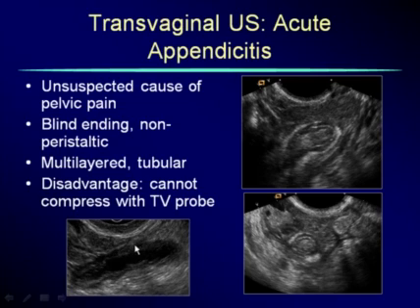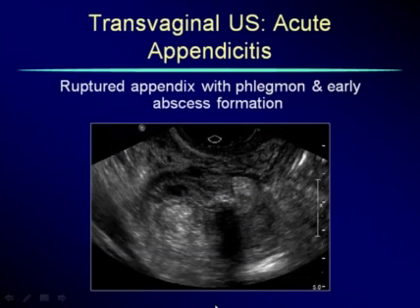Here's another example, a thick-walled appendix containing fluid, but notice it's blind ending. It would have no peristalsis. The appendix can then go on to rupture, and an abscess may form. That becomes more indistinct. It's harder to see.